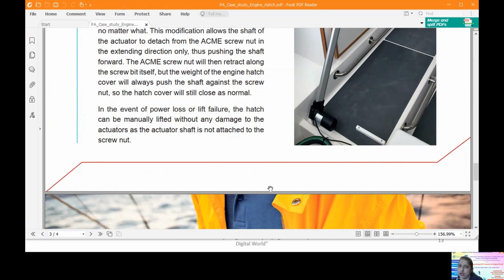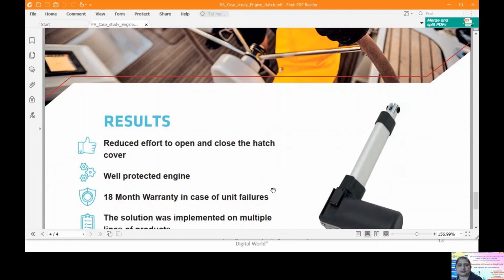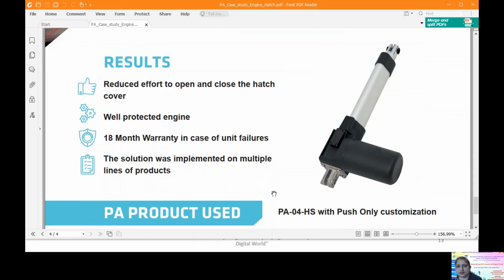So in the event of power loss or lift failure, the hatch can be manually lifted without any damage to the actuators, as the actuator shaft is not attached to the screw nut. So what is the result of this? It reduces the effort to open and close the hatch cover, protects the engine, comes with an 18-month warranty in case of unit failures, and the solution was implemented on multiple lines of products.